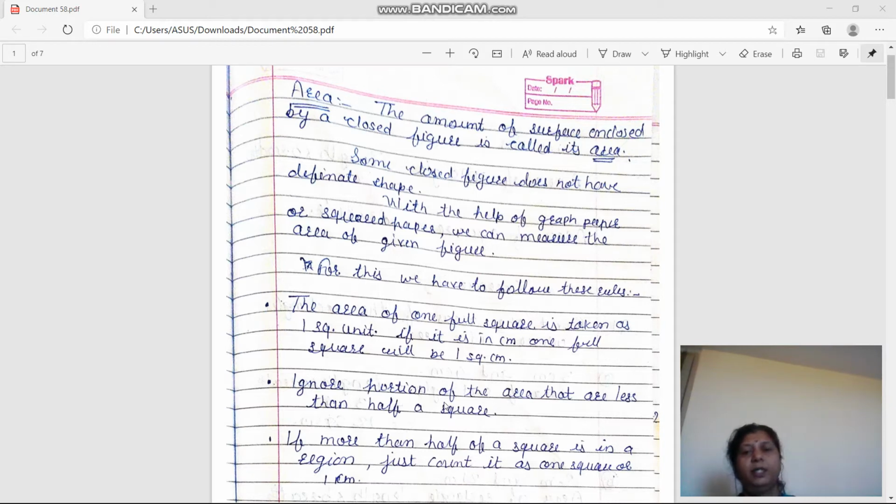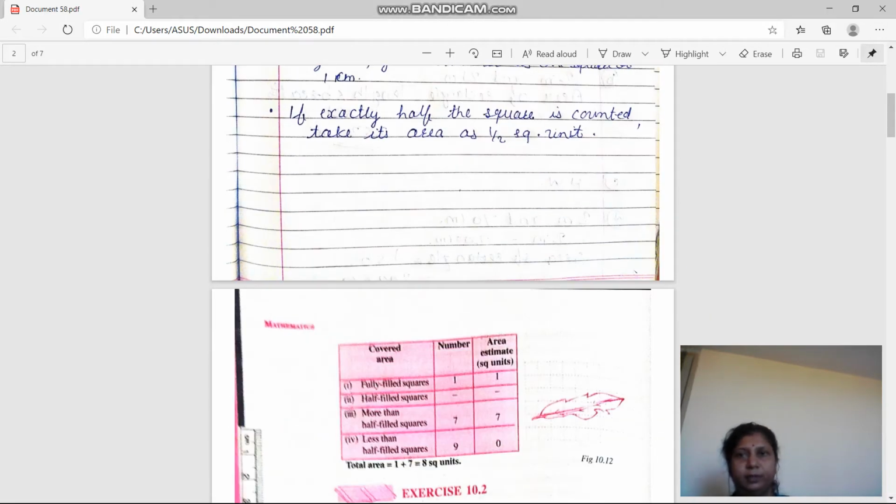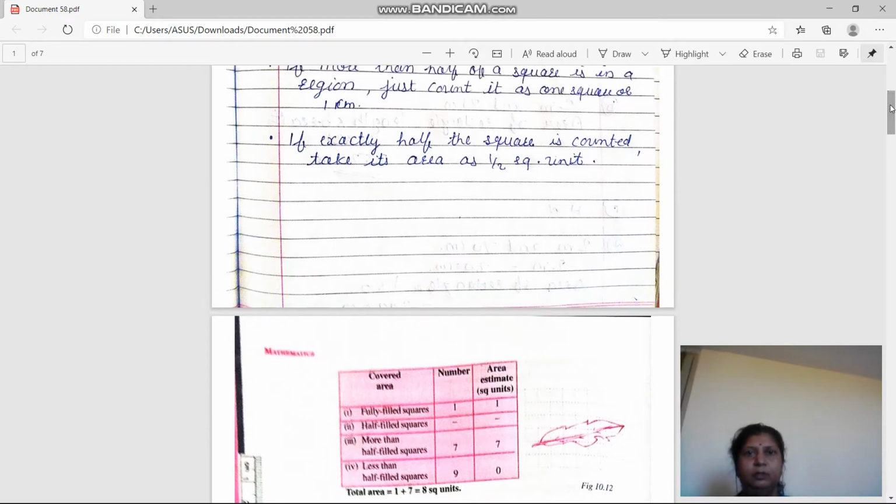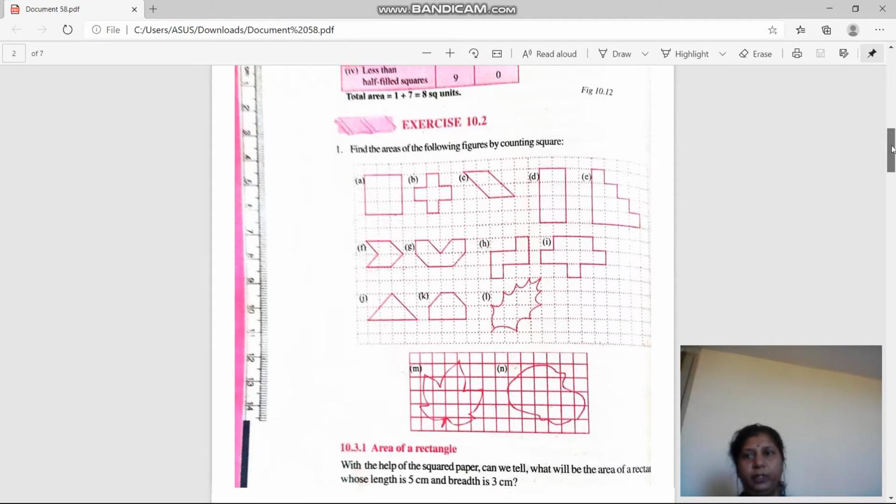Ignore the portion of the area that is less than half a square. If more than half a square is in a region, count it as 1 square. Okay, 1 square or 1 square centimeter. If it is exactly half a square, its area is counted as a half square unit. By following these rules we have solved exercise 10.2.